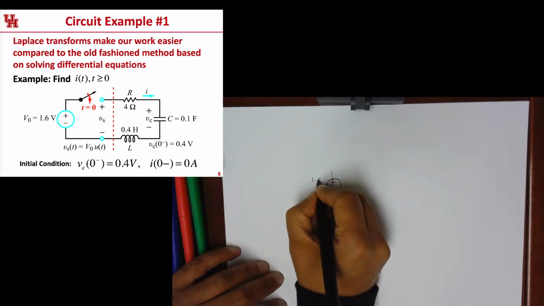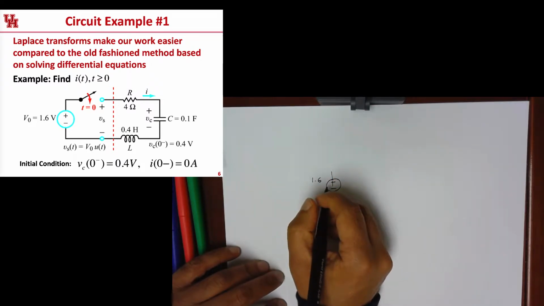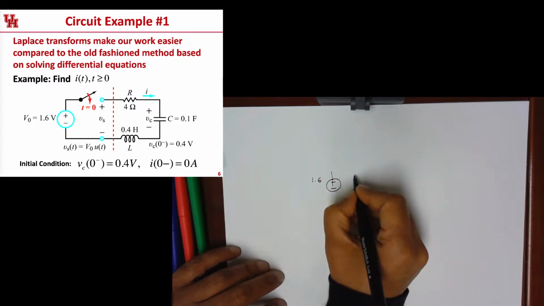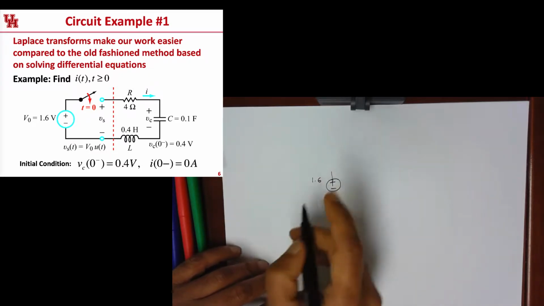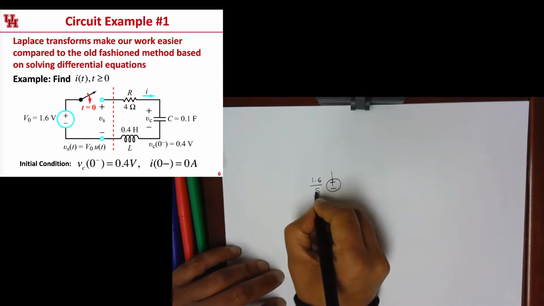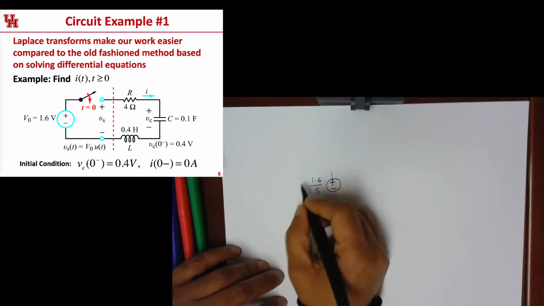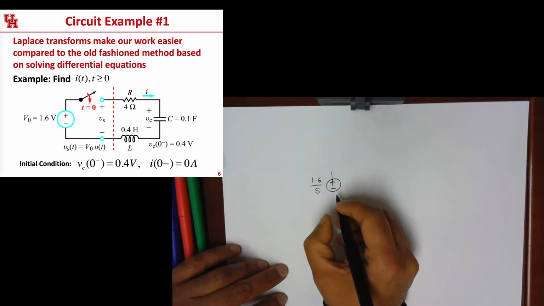It has an initial voltage of 1.6 volts, and there is a switch, and that switch is flipped at time t equal to 0. What that means is that for all practical purposes, we are applying a step function, and the Laplace transform of the step function is 1.6 divided by S, right?